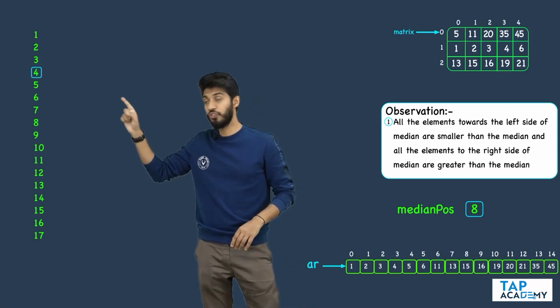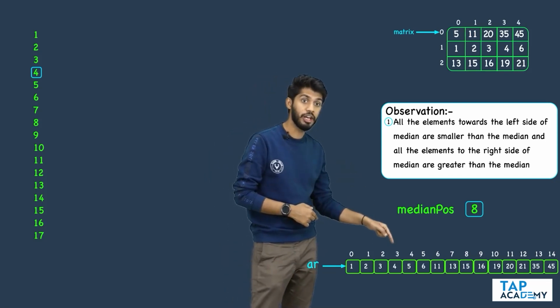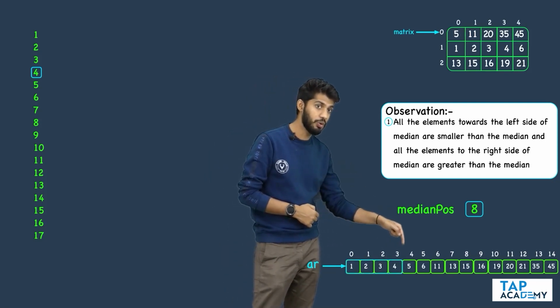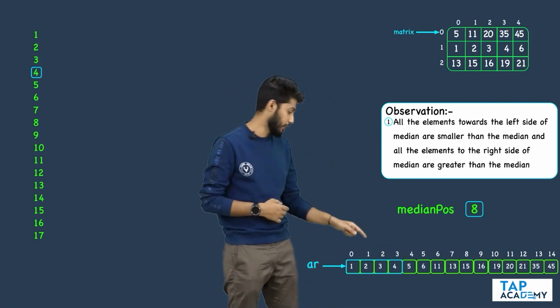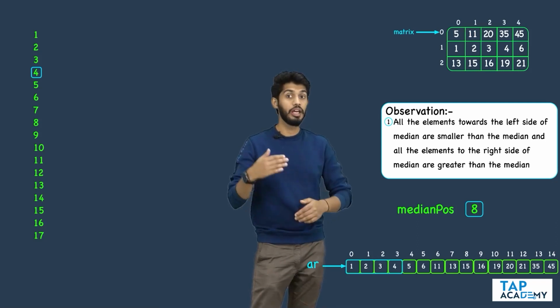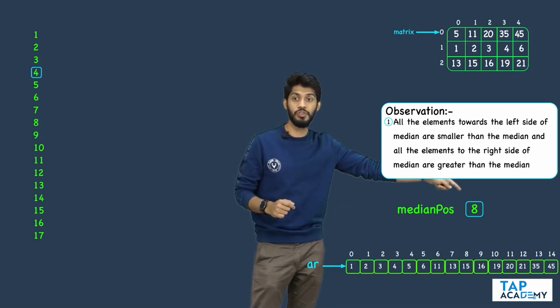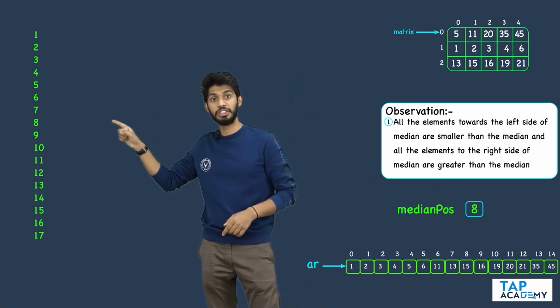After picking 4, I will check how many elements in this particular array are less than or equal to 4, and if you see there are 3 elements lesser and 1 is equal. So totally there are 4 elements less than or equal to 4 in this array. This is not the median because the count is not matching with this value. Next, I will check with the next number, that's 5.